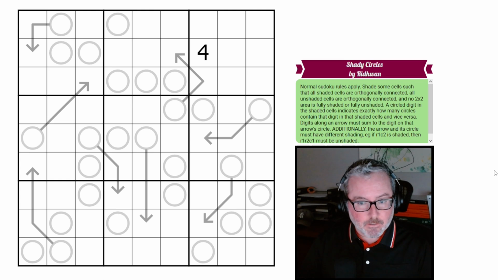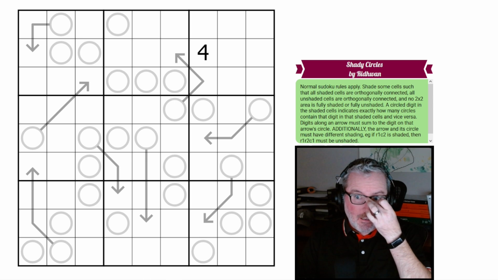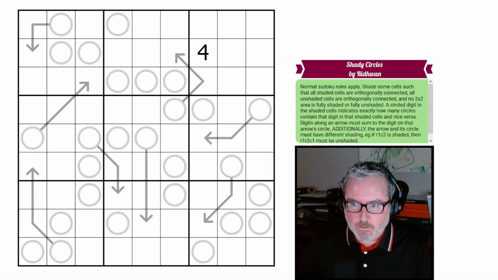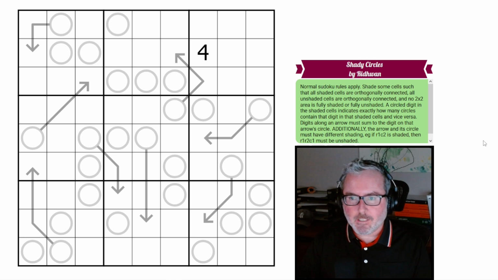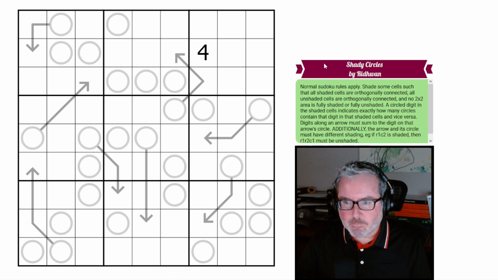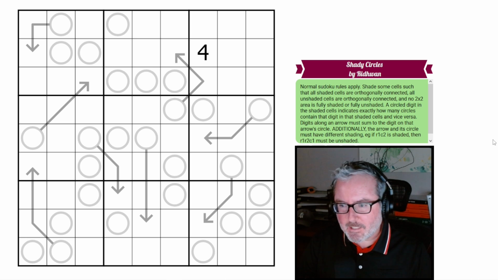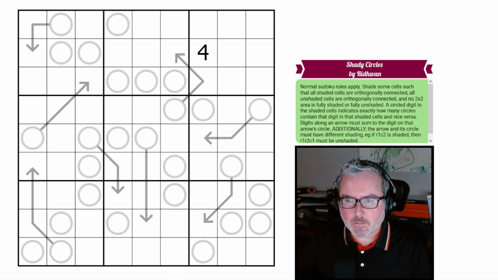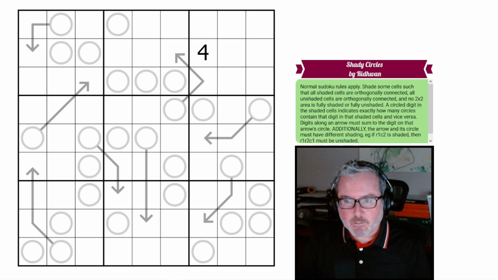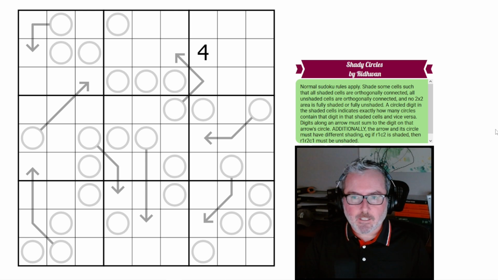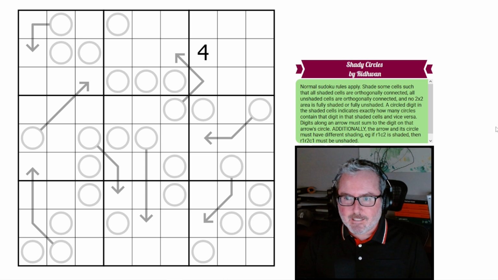Today we have another good looking puzzle here. This one is called Shady Circles by Ridhwan. It's been a while since I've done a Ridhwan puzzle, so it'll be fun to get into this one. To my understanding, this one is medium-ish, slightly above difficulty level. Anyway, just as information there, really. So what do we got going on here? Let's just take a look at our rules and try to get into this thing.